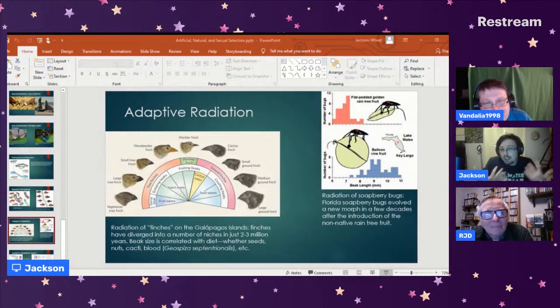So if you've bought everything up to this point, and there's no reason not to, then adaptive radiations are just a consequence of continued speciation events. You just keep going. And so for the finches on the Galapagos, you have the finches on different islands specializing on different niches, or on the same island specializing on different niches. And so they have different beak sizes and widths and different behaviors as they specialize on whether it's seeds or nuts or cactuses or blood in the case of Geospiza septentrionalis.